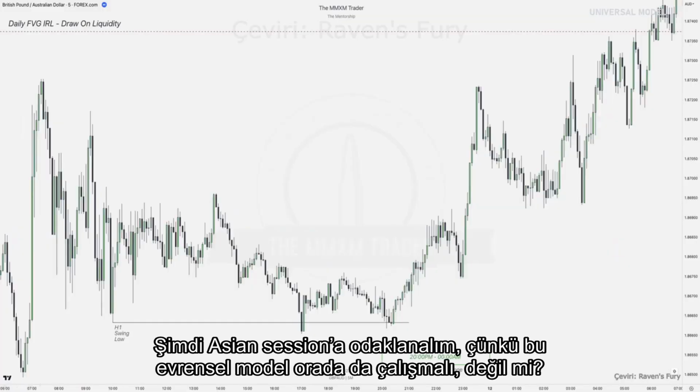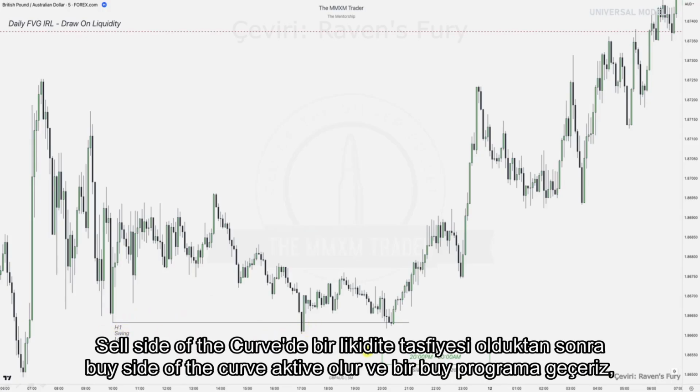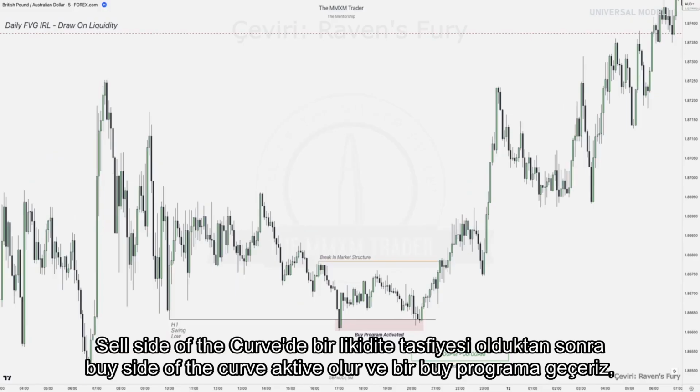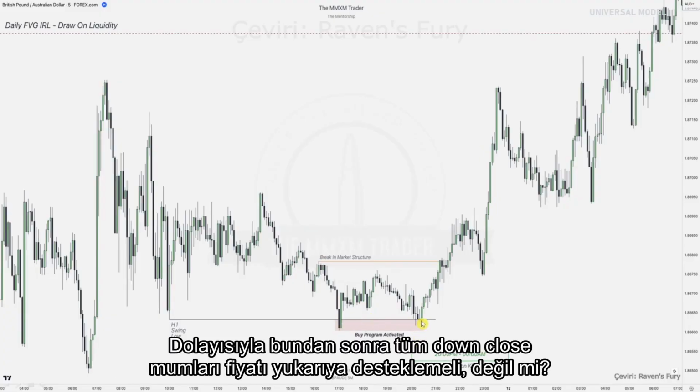Now let's focus in on that Asian session, which this universal model should work on too, right? So again, 1 hour swing low, that liquidity purge, right? So after we have a liquidity purge on the sell side, our buy side of the curve is activated and we have a buy program, right? So over here, buy program has been activated below this low. So again, all down close candles should support price up higher afterwards, right?